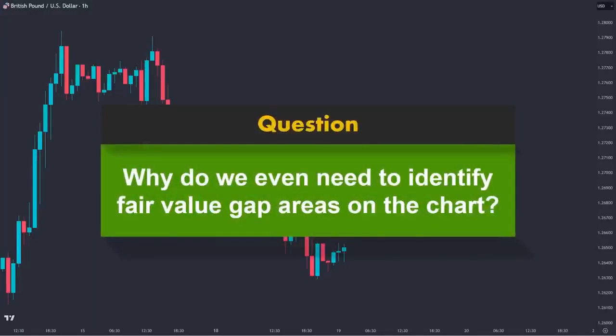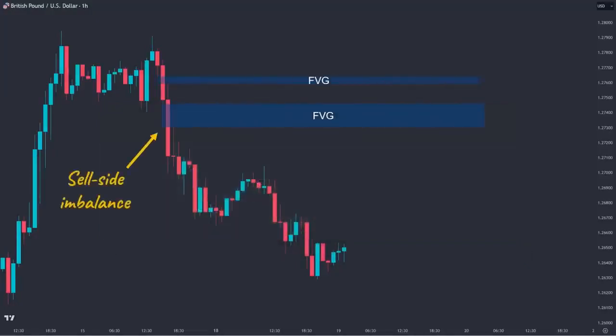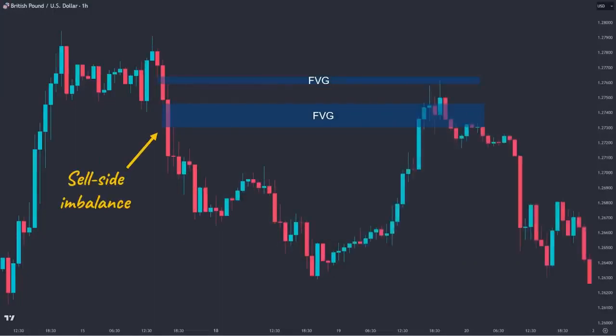But why do we even need to identify fair value gap areas on the chart? The fair value gap tells us that big players have participated in the market and impacted the price. The market usually comes back to these spots to grab any leftover orders, which might give us a trading opportunity, but only if there are still orders left.